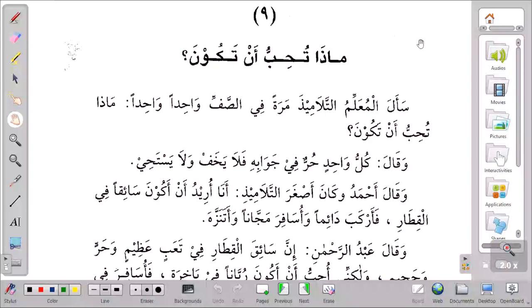Alhamdulillahi Rabbil 'Alamin. Today we are looking at the 9th lesson of our Qiraa-atur Raashida, and as you can see, today's lesson topic is Maza tuhibbu an takuna. Here a teacher is asking his students what they want to become in the future, and the students are replying. Okay, so that is what we are going to look at today.